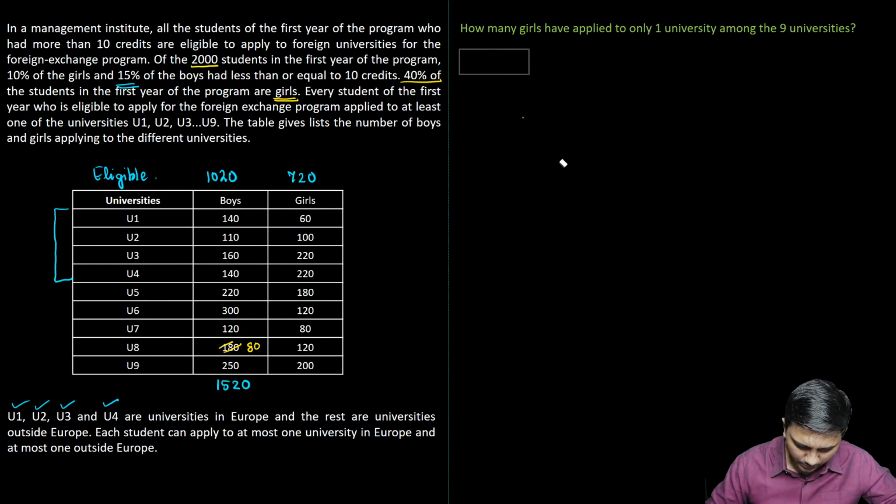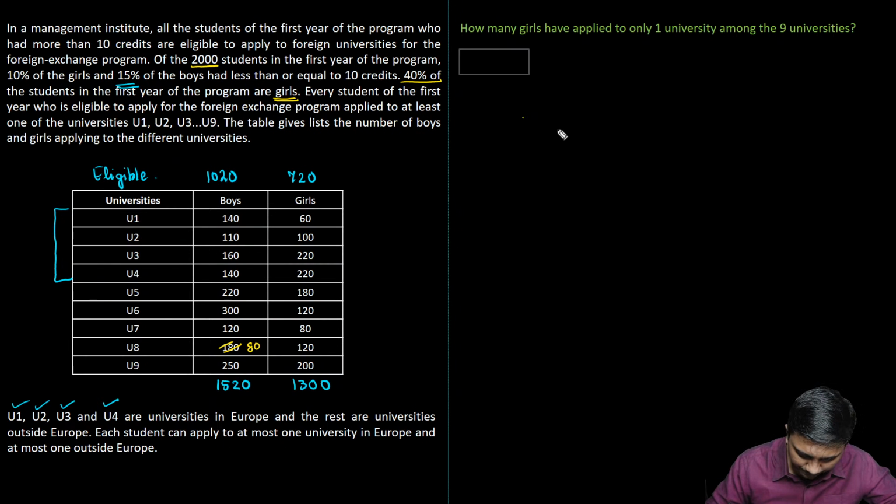Okay, let's look at this question, guys. Second one. How many girls have applied to only one university among the 9 universities? If you had solved the previous question, it's going to be on very similar lines. So girls data is here. I could add all these values. If I add all these values, it comes to 1300. 720 is the number of girls who are eligible.